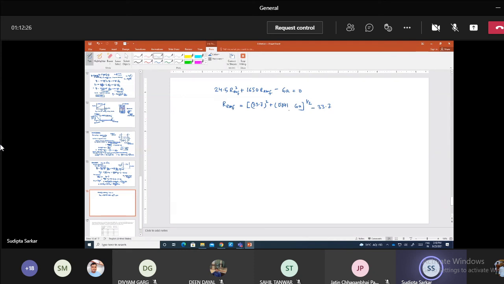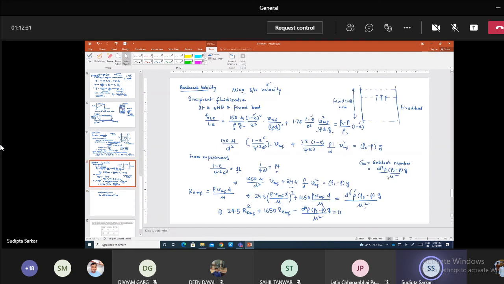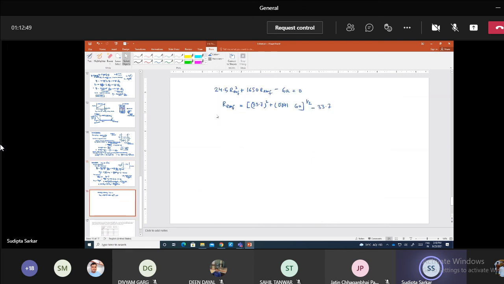Now what we need to do, if you see this, we can find out from our particle size and everything the Galileo's number, because we know d, we know rho, we know rho s, we know mu. So we can find out the Galileo's number, and when you find it, you can find out the value of REMF. So find out Galileo's number, and then use this equation to find out REMF.